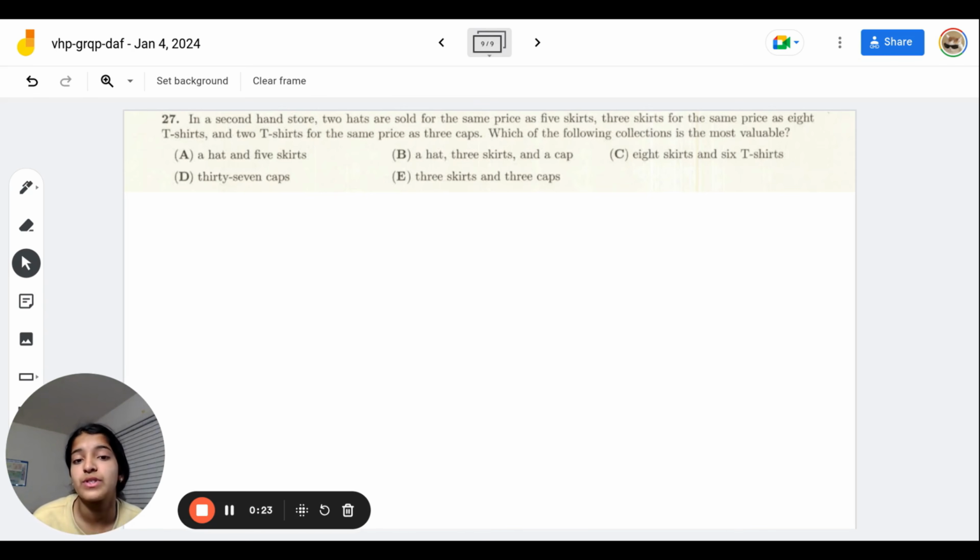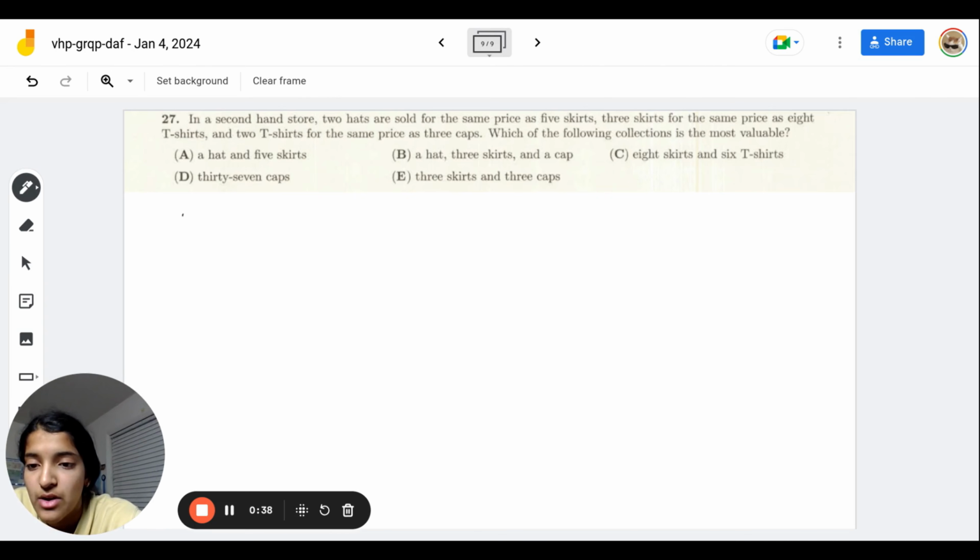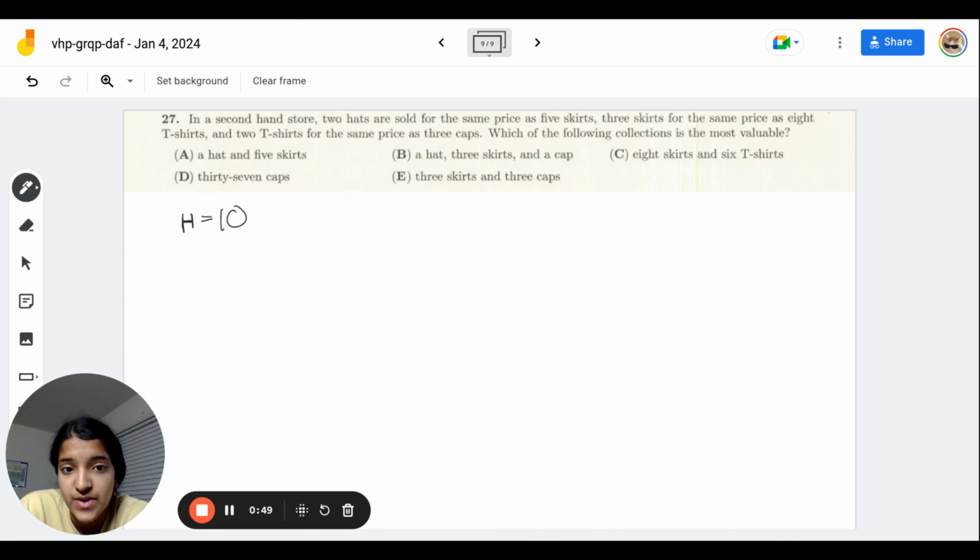So 2 hats are sold for the same price as 5 skirts. Let's find a nice even value that would easily divide both into 2 and 5. I'm going to choose the number 20. So if it's 20, that would mean that 1 hat, H for hat, would equal 10, and 2 hats are sold for the same price as 5 skirts. So 10 plus 10 is 20, and the 20 divided by 5 for the skirts, S is a skirt, would be 4. So each skirt is $4.